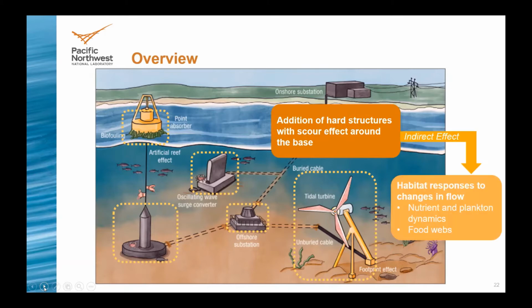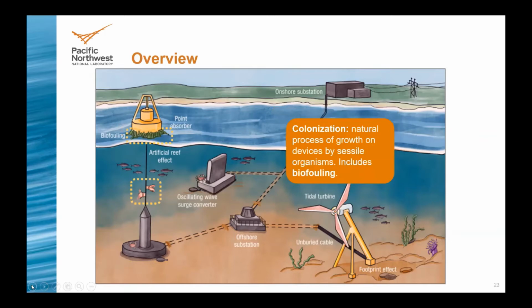Next slide. And so this addition of hard structure can have some indirect effects that are more expected at a larger scale, which would be change in nutrient and plankton dynamics, so phytoplankton or zooplankton dynamics, and that could succeed into changes in the food web dynamics. But those effects are not expected at a small scale of 1 or 2 devices like we are talking about today.